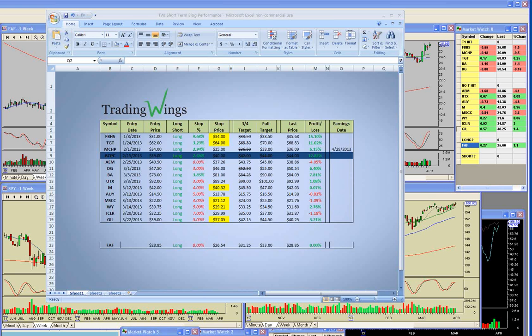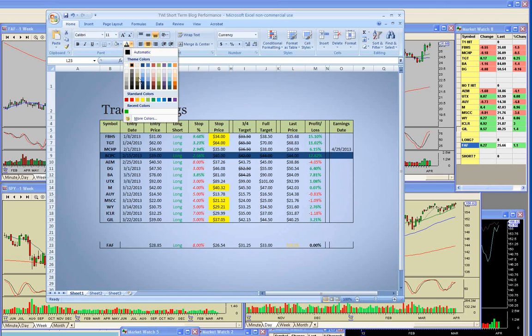FAF, 28.85 is the entry price. Over here, the last price, yeah, that's not the last price of today. I just try to keep it so it's not confusing, but maybe it is. We could probably just delete that, maybe just hide it or something. Sorry. So the entry price would be 28.85. Current price, closing price, 25.66. So we're close, but not quite there yet.